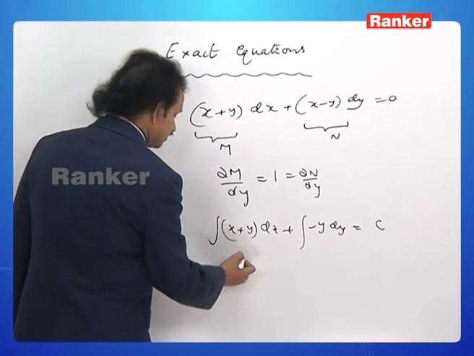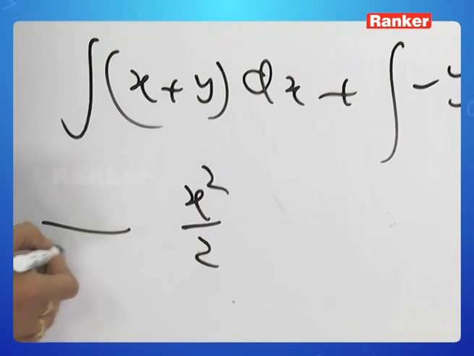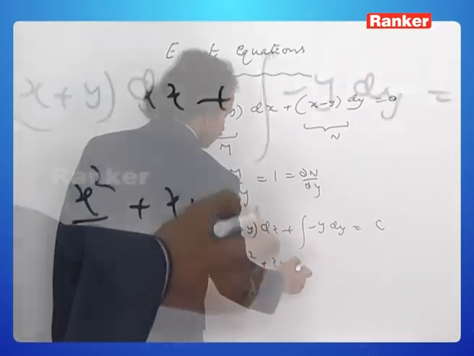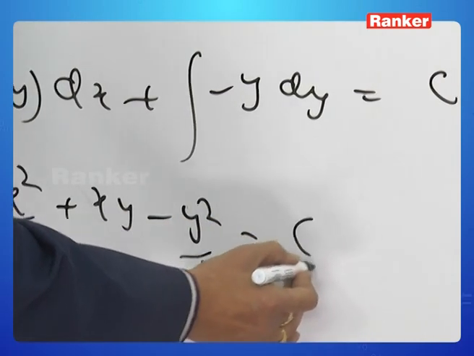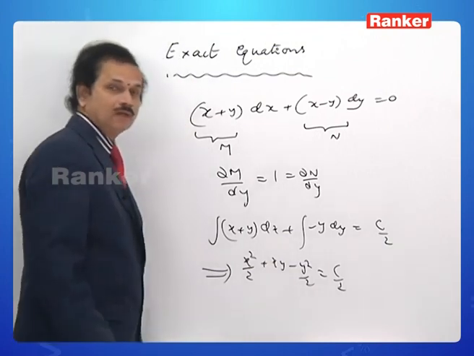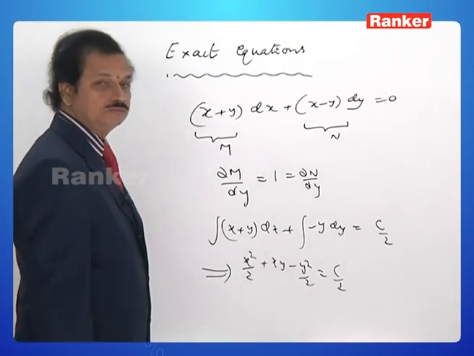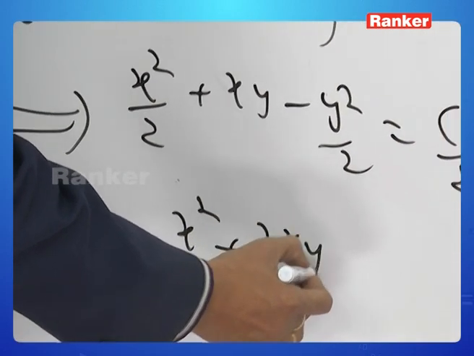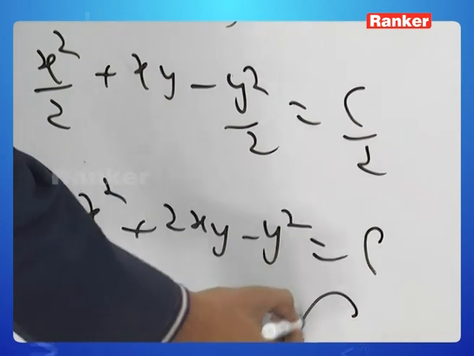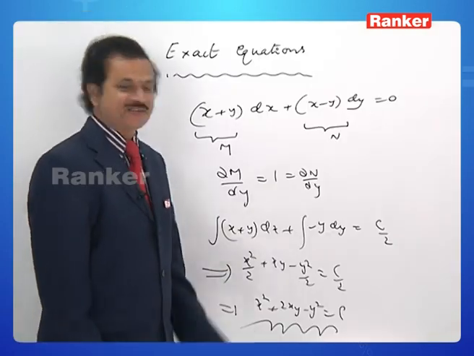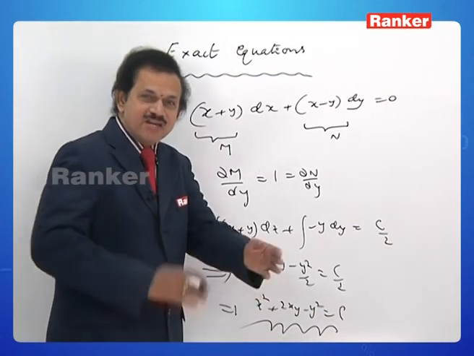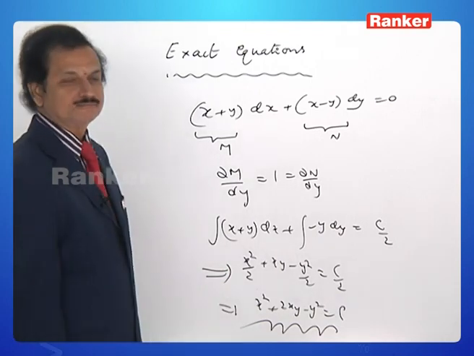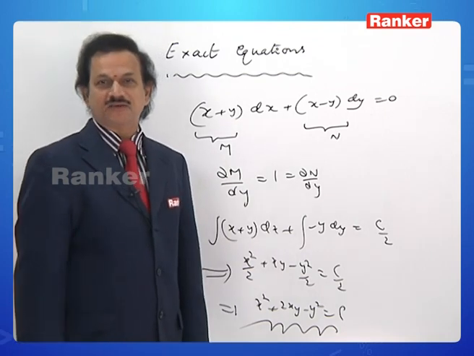What is the integral of x? x square by 2. What is the integral of y? xy. Why? Because y is a constant. Minus y square by 2 is equal to c by 2. Multiply this with 2. What happens? x square plus 2xy minus y square is equal to c. How does it look? It is very simple. The way in which we are able to have the solution is simple, isn't it? This is the utility of an exact equation.